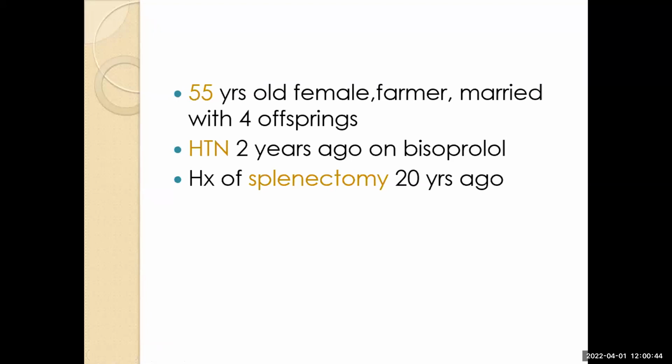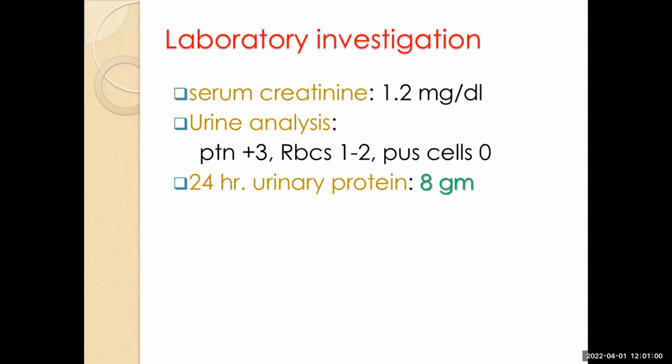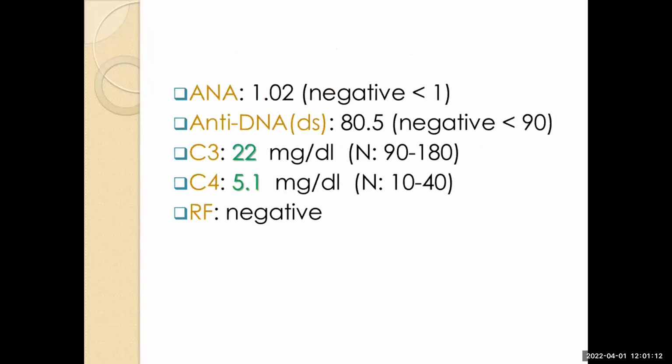Okay. 55-year-old female farmer, married with 4 offspring, hypertensive 2 years ago on bisoprolol, history of splenectomy 20 years ago. The patient complaining of edema of both lower limbs. Laboratory investigation was done. Serum creatinine was 1.2, urine analysis protein plus 3, otherwise unremarkable. 24-hour urinary protein was 8 grams.